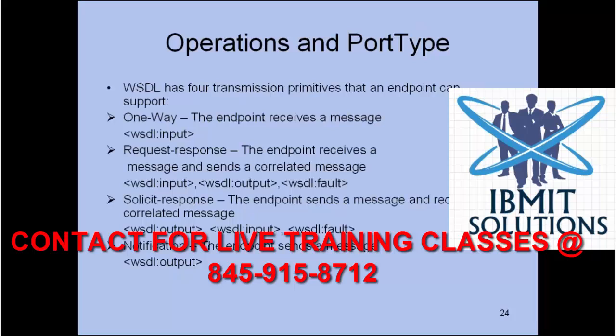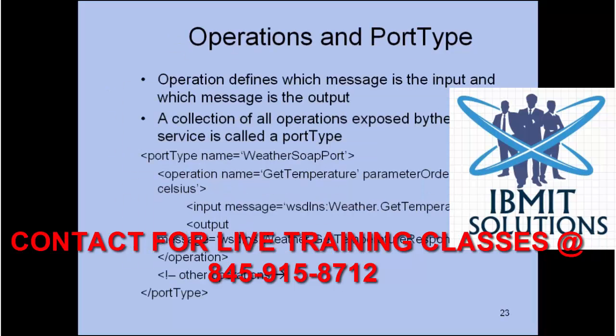WSDL has 4 transmission primitives. One-way is WSDL input, and WSDL output, and fault messages. So it's not only input and output. Suppose something goes wrong even before the method in the web service gets called; the fault message has to be returned back to the user. That is defined by WSDL fault. We'll come back to that, but for now, if you can understand the messages, input and output messages are grouped into operations, and all the operations are inside port types.